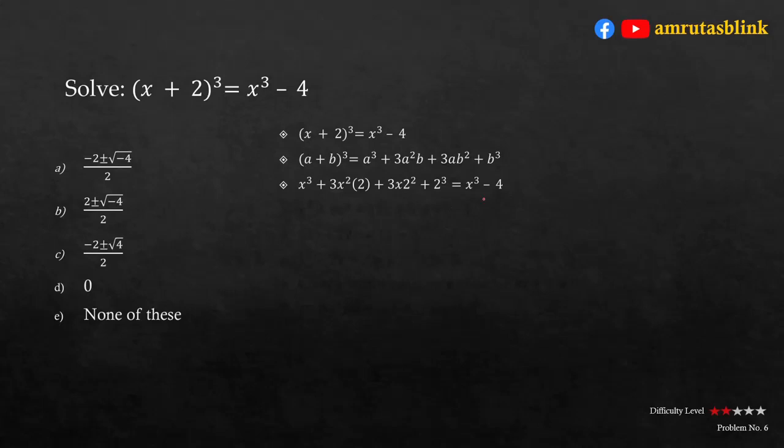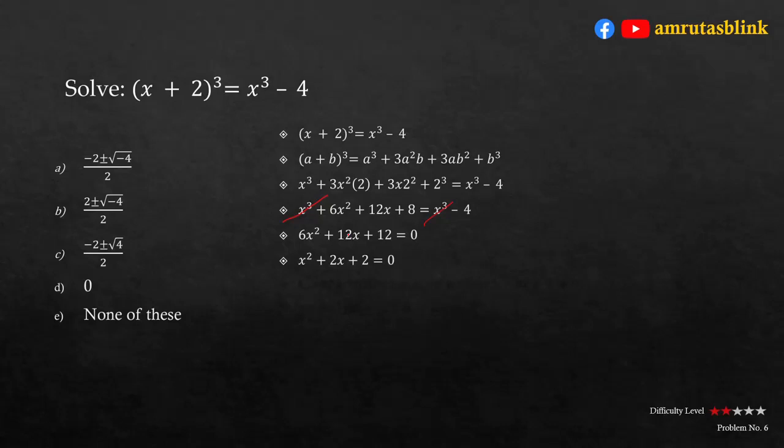So x cube plus 3x square into 2 is 6x square, 3x into 2 square, that is 4 into 3 is 12x, plus 2 cube is 8, is equal to x cube minus 4. Hence now we can cancel out x cube from both the sides. So whatever is remaining is 6x square plus 12x plus 8 plus 4 is equal to 0. So 6x square plus 12x plus 12 is equal to 0. That is x square plus 2x plus 2 is equal to 0 if we divide the complete equation by 6.